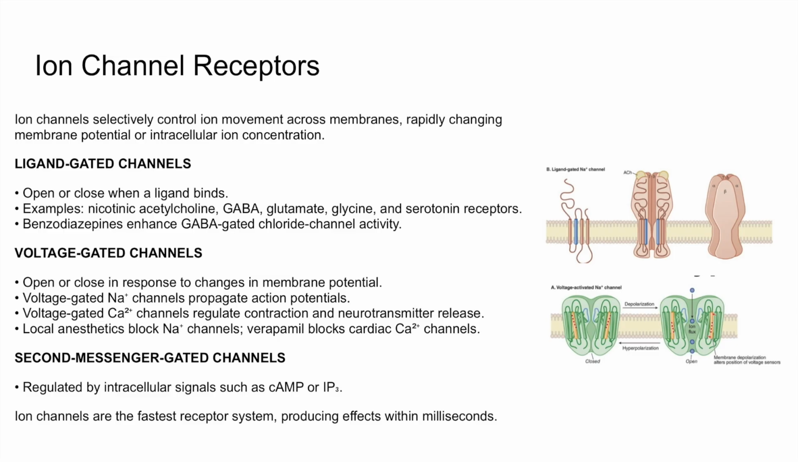Voltage-gated channels respond to changes in membrane potential. Voltage-gated sodium channels propagate action potentials, while voltage-gated calcium channels contribute to muscle contraction and neurotransmitter release. Local anesthetics block voltage-gated sodium channels, and verapamil blocks L-type calcium channels. Other channels are regulated by intracellular second messengers. Because ion flow begins immediately after channel opening, ion channels produce effects within milliseconds. So remember, these are our fastest receptors.